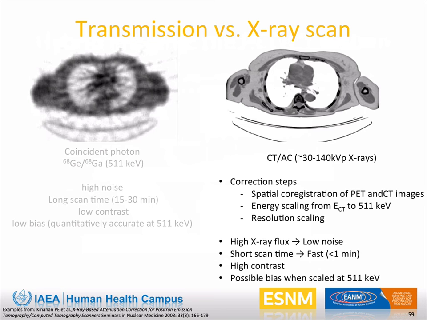Thanks to the high flux of X-rays used in CT scanning, low-noise attenuation maps can be derived in a fast and precise way, but the values of attenuation coefficients are far from being accurate. In fact, the attenuation coefficients obtained at the CT energies are far from the values of those at 511 keV that should be used for PET attenuation correction. This makes energy scaling the most critical correction step in the CT-based attenuation correction process.